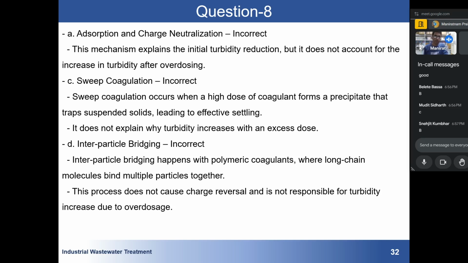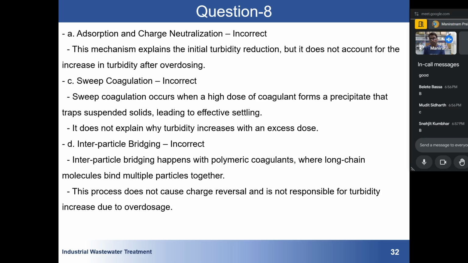which occurs when a high dosage of coagulant forms a precipitate that traps suspended solids, leading to effective removal. It does not explain why turbidity increases with excess. So this sweep flocculation is an entirely separate phenomenon. It has to do with coagulation, but it is not related to the question.